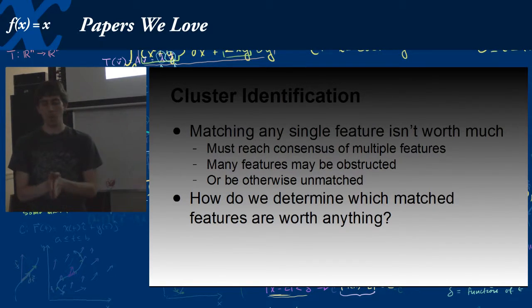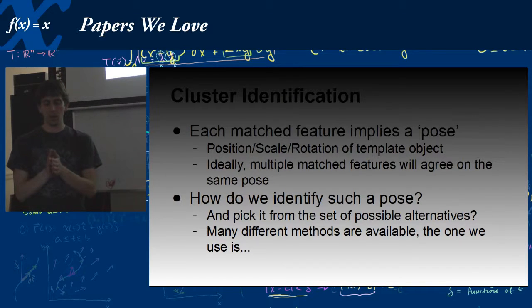Right, okay, so as I said before, each feature had 4 degrees of freedom in it. It had its position, its rotation, and its scale. And so as a result, if you were to match one feature to another, but they're at, say, a different location, scale, and rotation, you can sort of guess that the object was changed in a similar manner in the new image. So that actually implies a pose or a transformation for a target object.